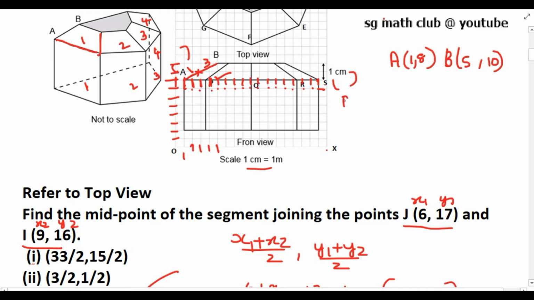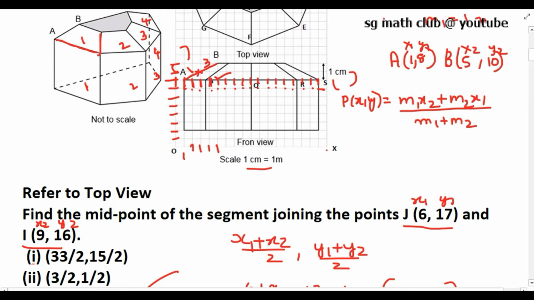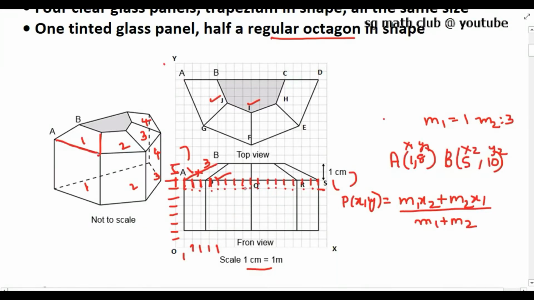We know the section formula is (m1 x2 plus m2 x1) divided by (m1 plus m2). In the same way, the y coordinate we can find out using the formula (m1 y2 plus m2 y1) divided by (m1 plus m2). This is my x1 y1, this is my x2 y2, and m1 is 1, m2 is 3. So when you substitute, m1 is 1, x2 we have 5, so 1 into 5 is 5, plus 3 into 1 is 3, divided by 1 plus 3 is 4.